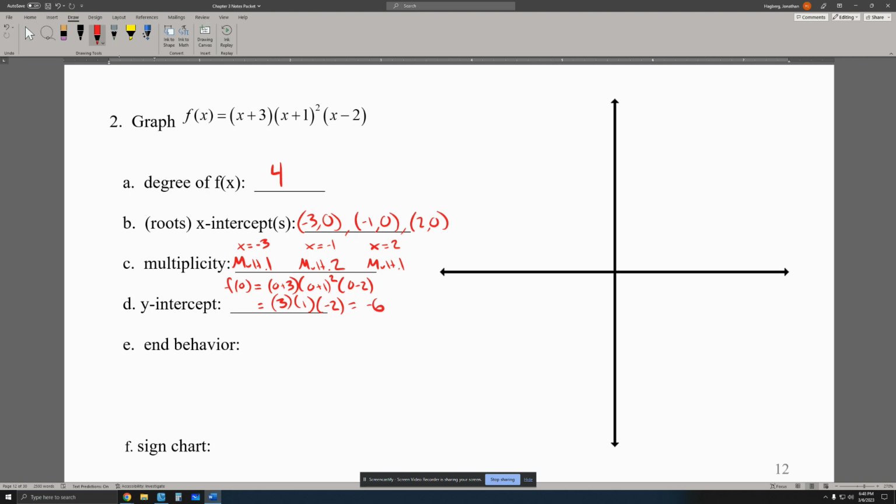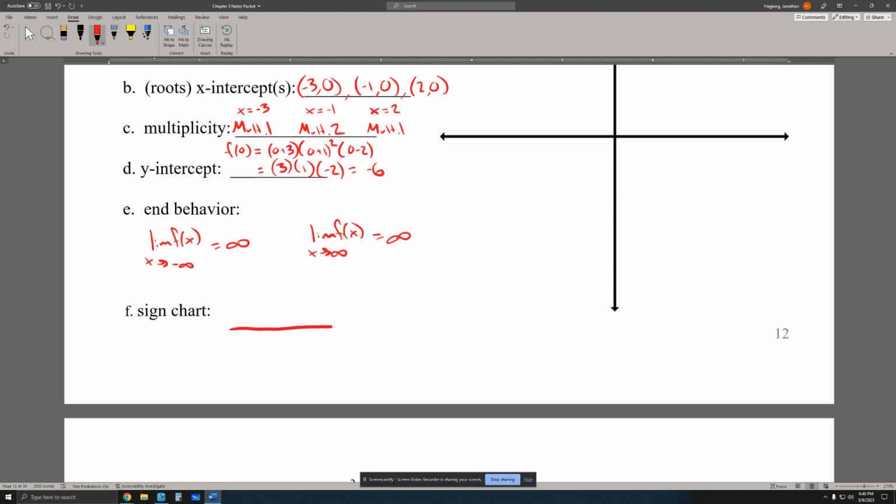And then our end behavior: we have an even degree with a positive leading coefficient, so that tells me both ends are approaching infinity. So the limit of f of x as x approaches negative infinity is infinity, and the limit of f of x as x approaches positive infinity is infinity as well.